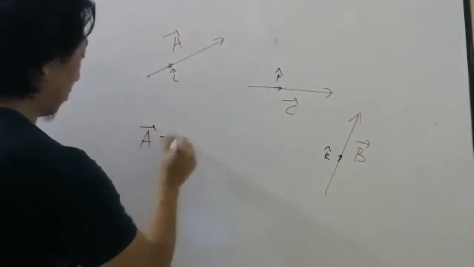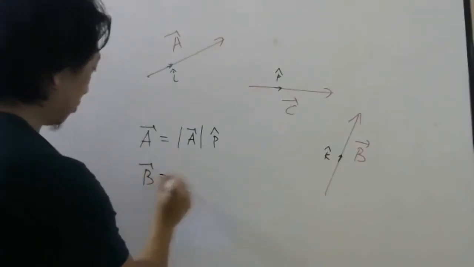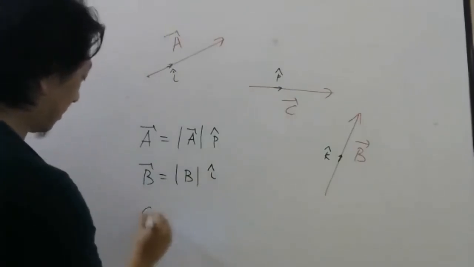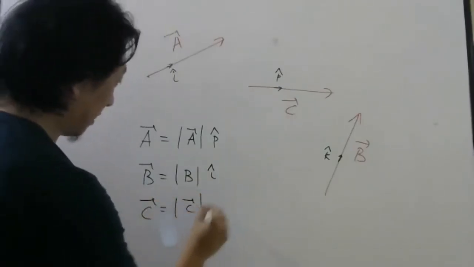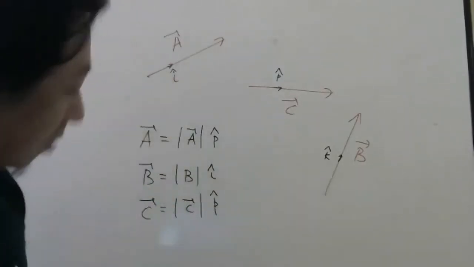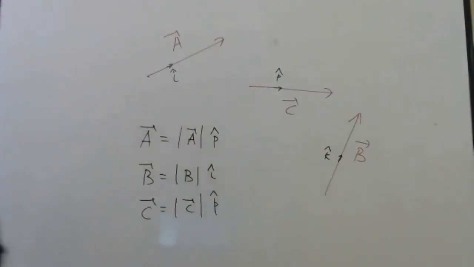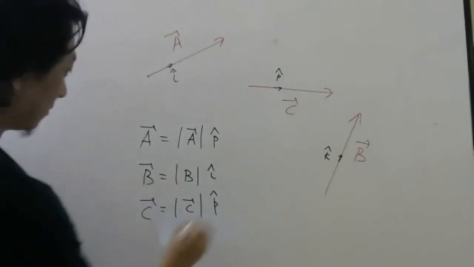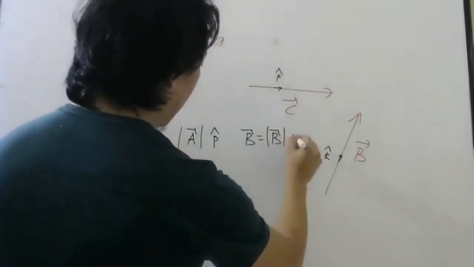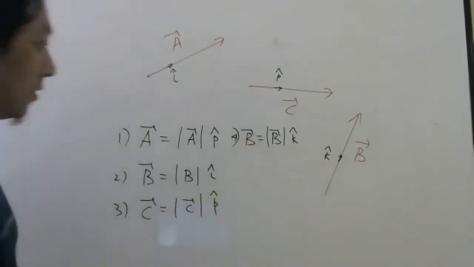If I write A bar equals mod of A bar P cap, B bar equals mod of B bar I cap, and C bar equals mod of C bar P cap, then out of this, which ones are wrong? Which ones are correct? Some of them are wrong, some of them are right. Let me write one more: B bar equals mod of B bar K cap. First, second, third, fourth. So which ones are wrong?